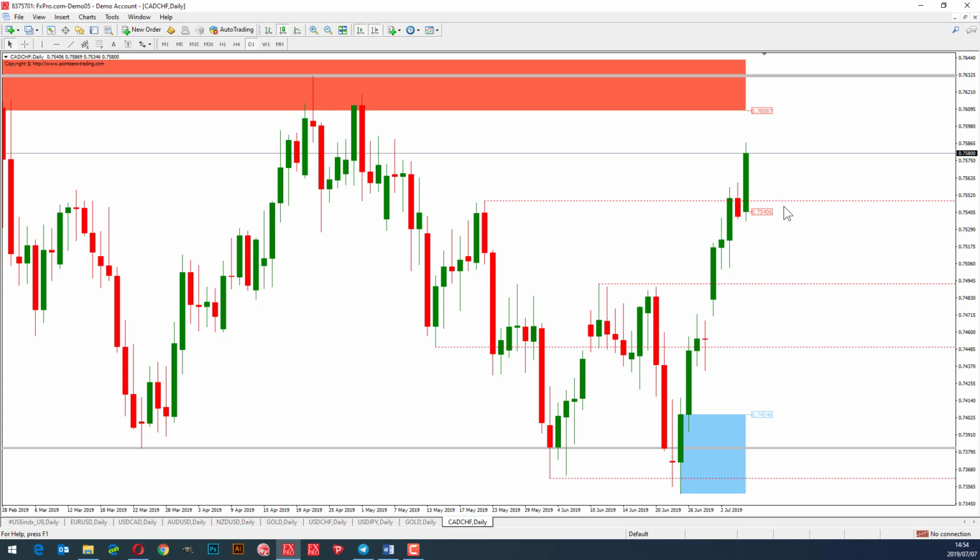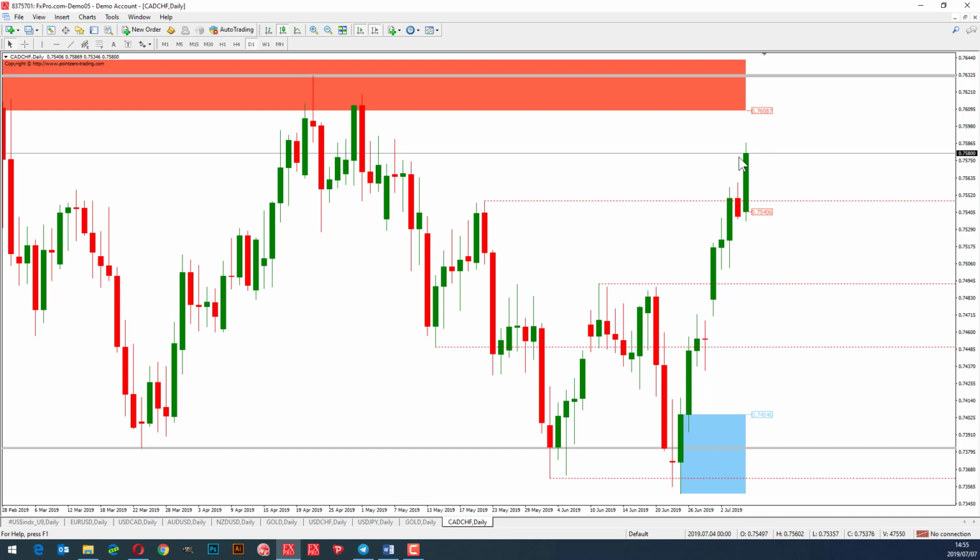If market does drop down and test the 75,300 area, that's a potential area for you to go to the upside, right? So if market drops to the 75,300 zone, that's a potential bullish evidence area for you to go long.